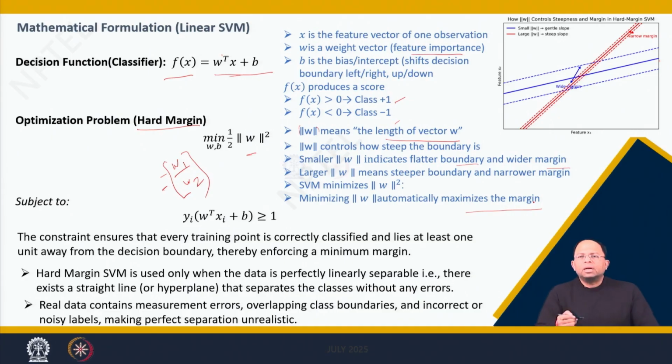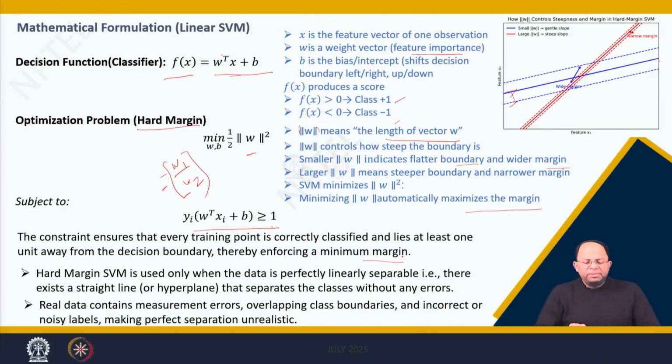Now, this is subject to a constraint, which is given over here: yi into (w^T xi plus b) greater than or equal to 1, which ensures that the margin should be at least 1 unit away from the decision boundary. So the constraint ensures that every training point is correctly classified and lies at least 1 unit away from the decision boundary, thereby enforcing a minimum margin.